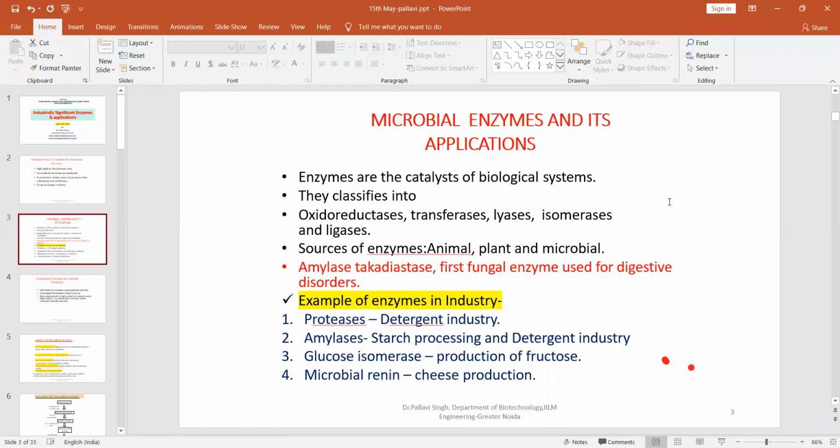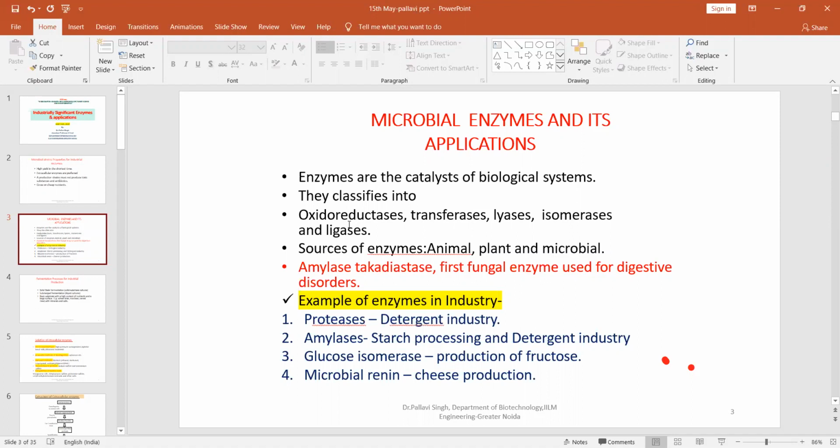Okay, now what are enzymes? Enzymes are proteins which act as catalysts for all the biological reactions. They are the ones who convert the substrate into product. They are the catalysts of the entire chemical reactions. So based on the role, we classify the enzymes into oxidoreductases. What do I mean by this? Oxidoreductases are those enzymes which do either an oxidation reaction or a reduction reaction.